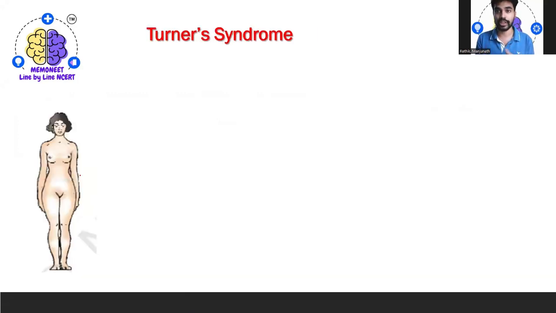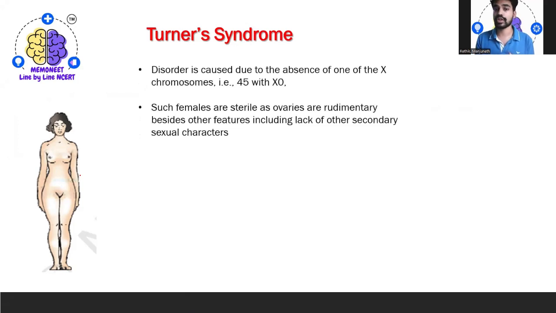The last syndrome in your textbook is Turner syndrome. Turner syndrome is seen more in females. This disorder is caused by the absence of an X chromosome. In the two syndromes we have discussed there is the presence of an extra chromosome, but here there is an absence of one chromosome, that is an X chromosome. How many chromosomes will there be? 45 chromosomes. In the sex chromosomes, one of the X is absent, that means XO, right?